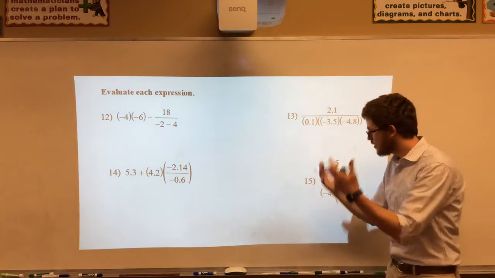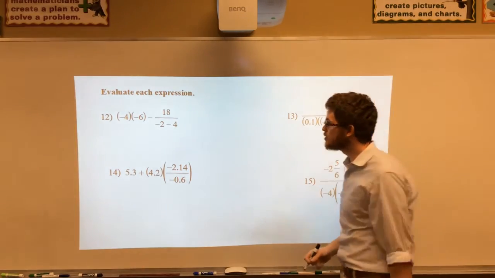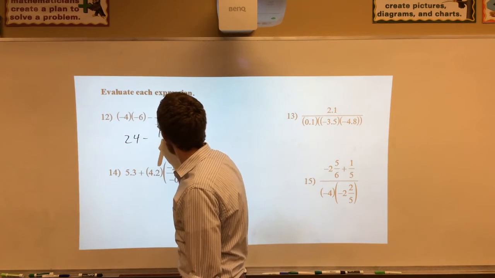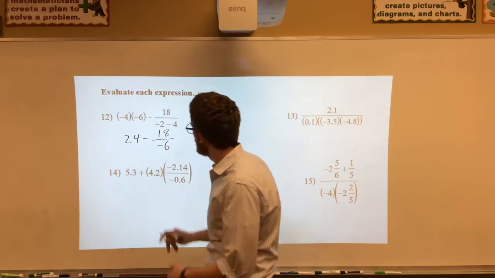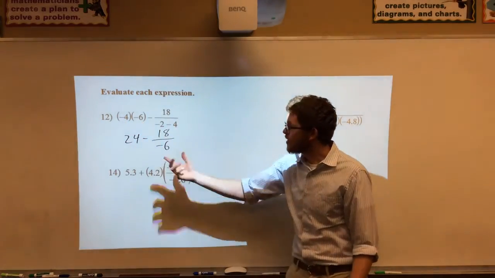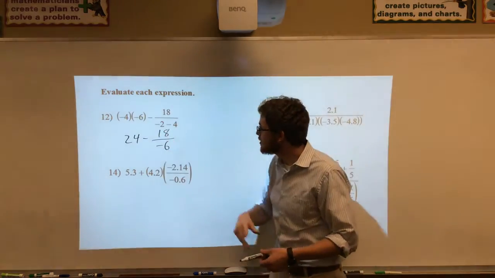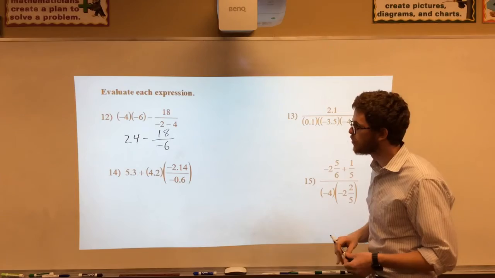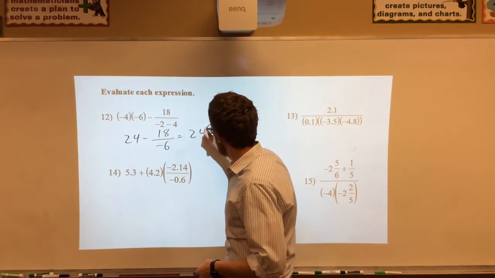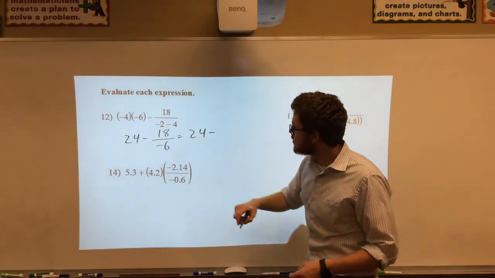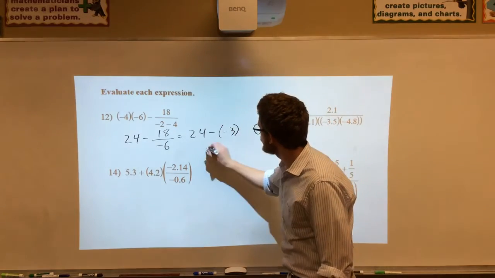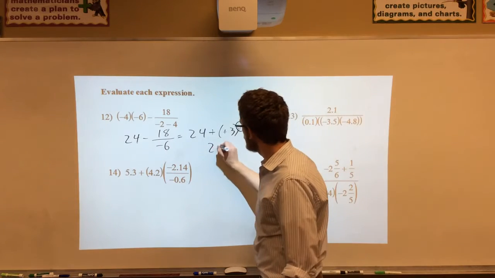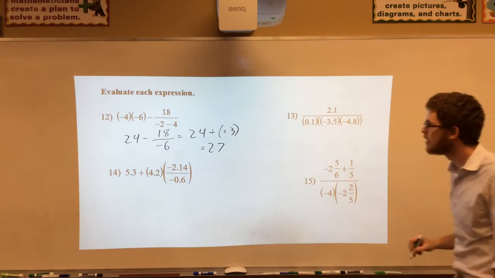Number 12, again, still evaluating. We're still just doing order of operations. I know that these are not going to affect each other, so I essentially did my grouping symbols here. Got negative 6, went ahead and multiplied these together, got a positive 24. 18 divided by negative 6 is a negative 3, so I have 24 minus a negative, same thing as adding a positive, so this comes out to be 27.